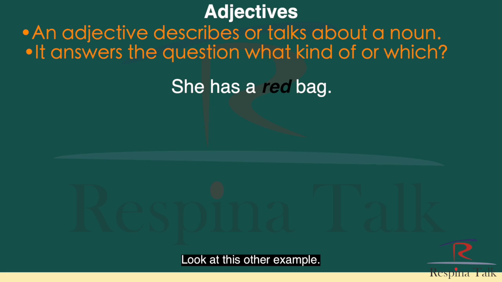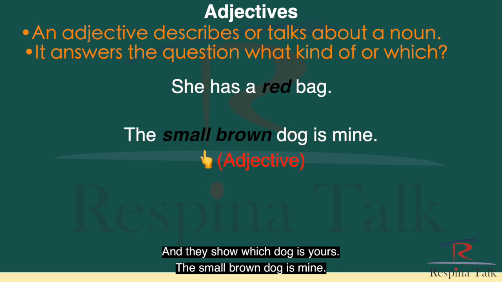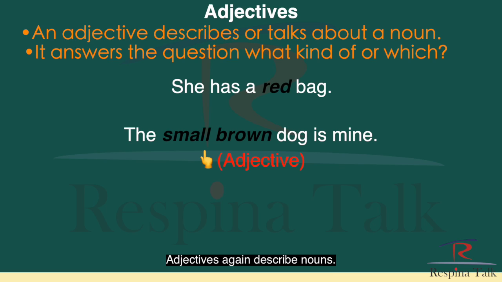Look at this other example. The small brown dog is mine. Here, small and brown are both adjectives. And they show which dog is yours. The small brown dog is mine. So basically, adjectives, again, describe nouns.